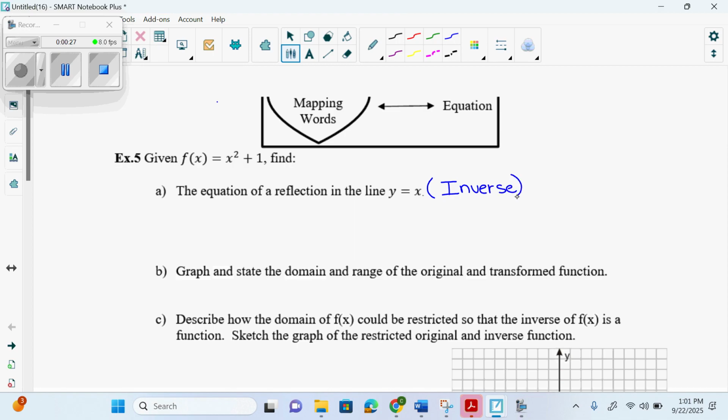And when you hear inverse, what should you immediately say out of your mouth? X and Y switch. So when I ask for the equation of an inverse, what should be your first step? X and Y switch, what you just told me, right? So we always rewrite it. Our first step is always rewrite. Second step is to switch x's and y's. The very last page of your notes.